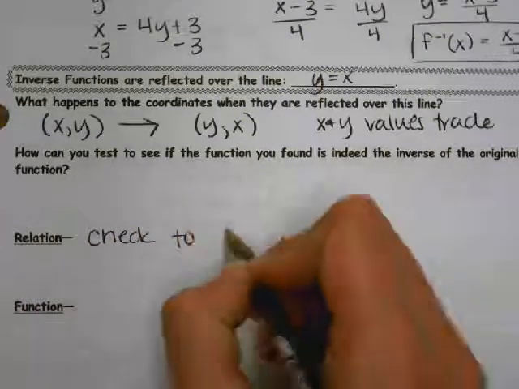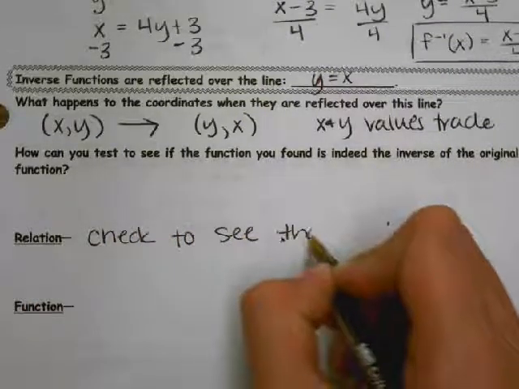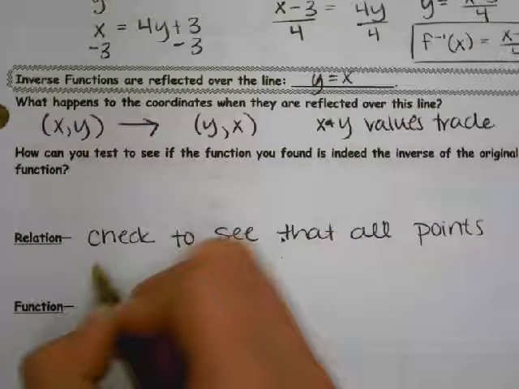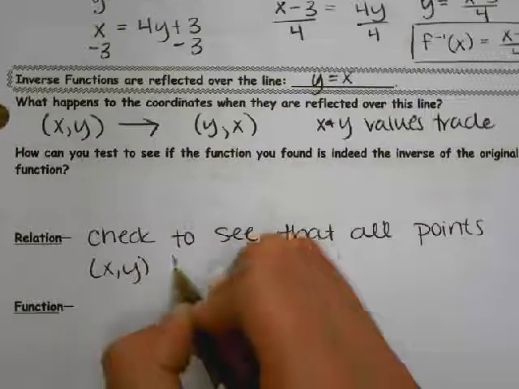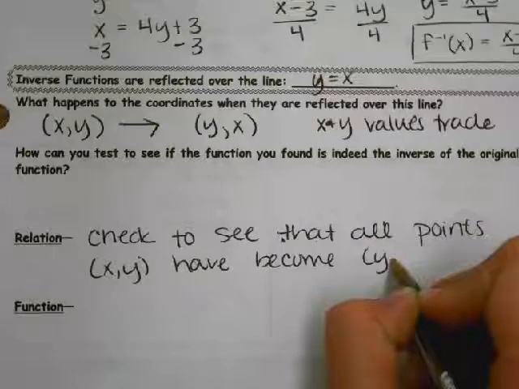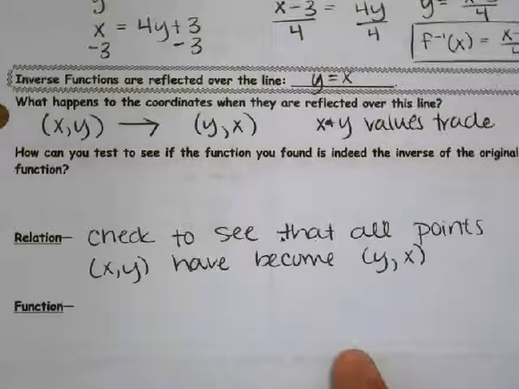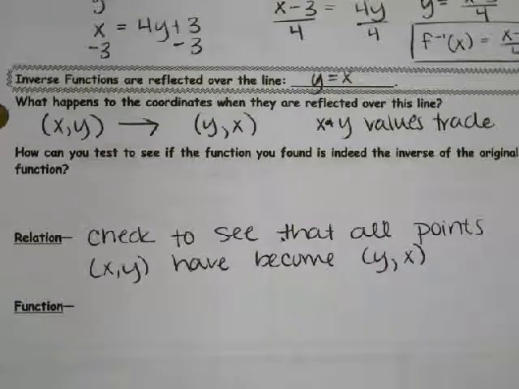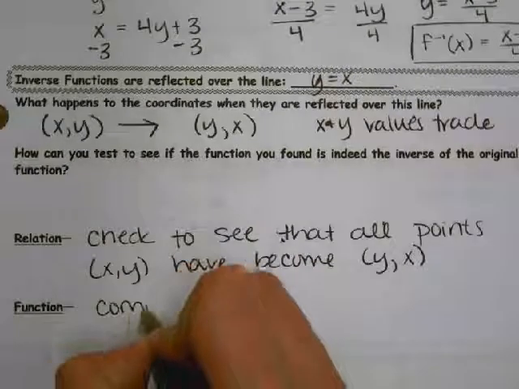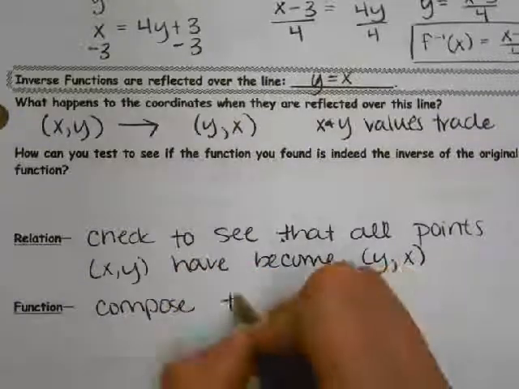to see that all points x, y have become y, x. So you'll just make sure that every single point, the x and the y coordinate have switched. In a function, if we want to check to see if the new function is indeed the inverse of the original, for a function we will compose the two functions.